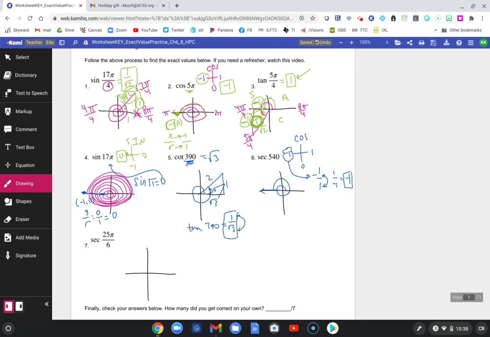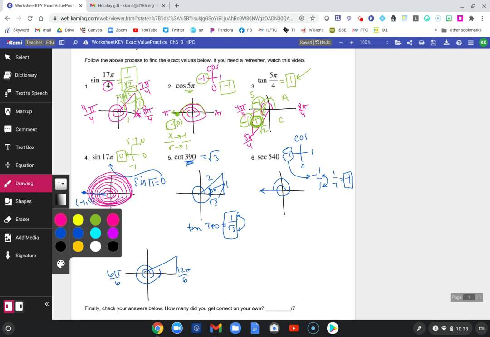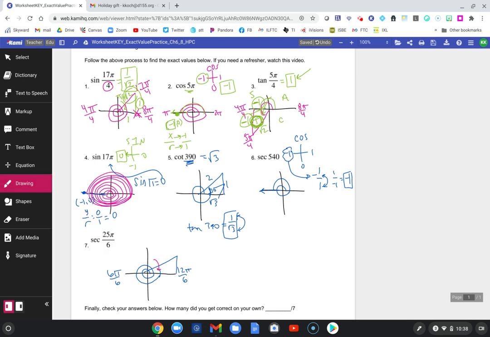And finally, we got 25 pi over 6. So on this one, I'm going to say, well, over here is pi, so that's 6 pi over 6, and this would be 12 pi over 6. So as I go around, I'm going to go around 12 pi over 6, then 24 pi over 6, and I've got to go another pi over 6, and a pi over 6 is a 30-degree angle. So I'm going to say, all right, then this angle here is 30 degrees or pi over 6. And therefore, I know the ratio of sides is a 1, a root 3, and a 2.